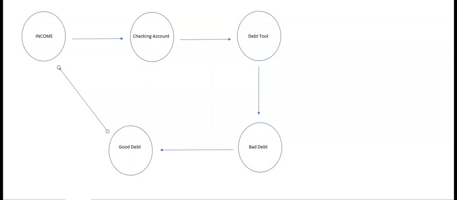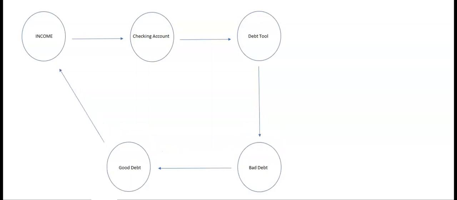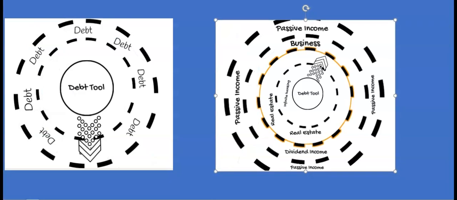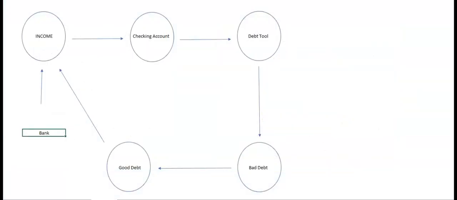So after this, I thought, okay, we need to put our foundation, which is the infinite banking concept, into this flow. So back here, we will have our bank going in as income. When you transfer from your bank, it'll come as income going into your checking account, which will then become your debt tool to pay off debt or to buy more good debt.